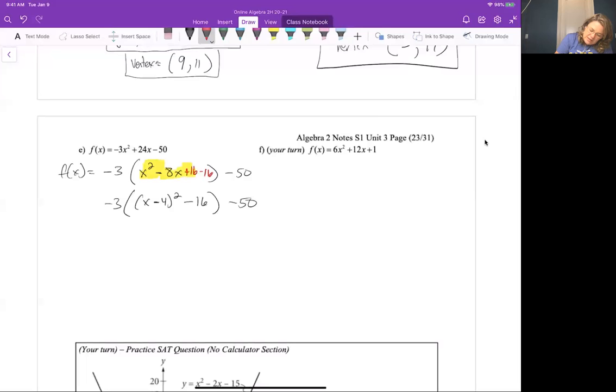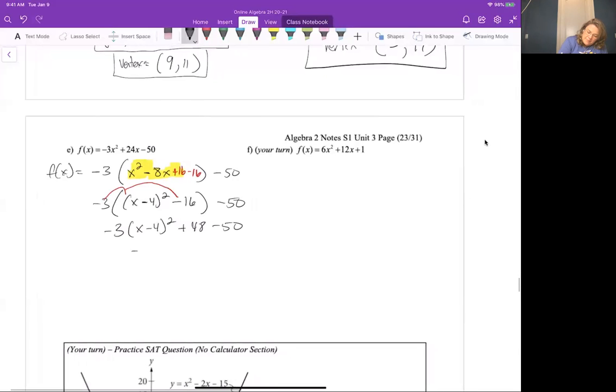I have to take this -3 and multiply it through the entire expression. I will get -3 times x minus 4 squared plus 48, and then minus 50. I will combine that.